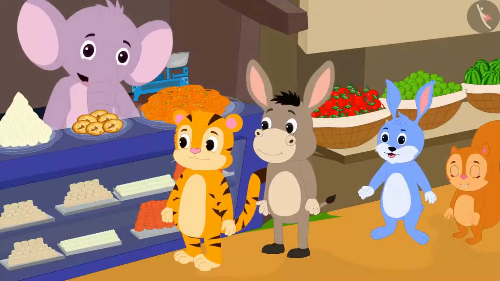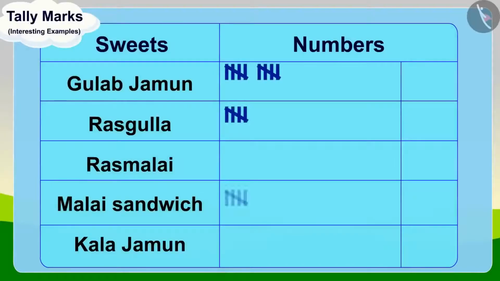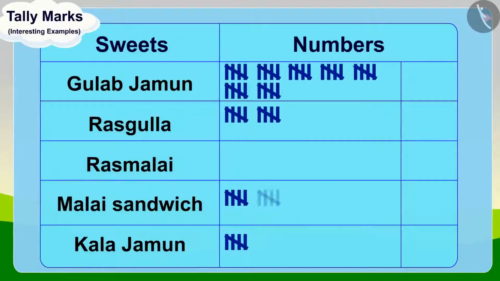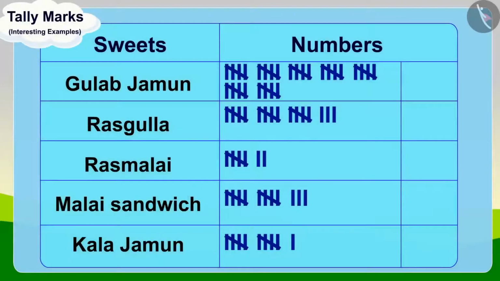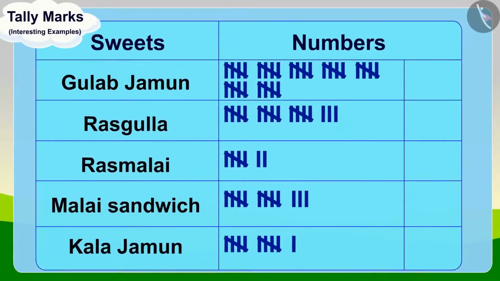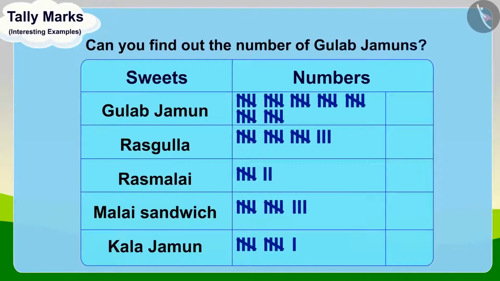As his sweets were sold, he continued to make tally marks in front of those sweets. At the end of the day, Appu's table was filled like this. Children, can you find out the number of gulab jamuns written in Appu's table? If you want, you can stop the video and find the answer.